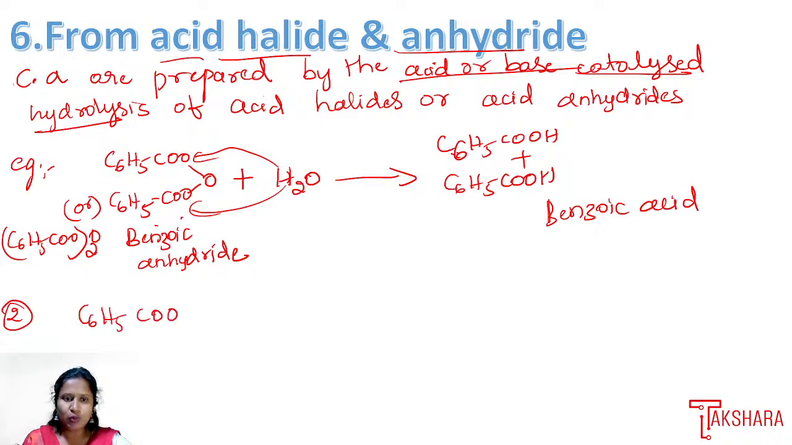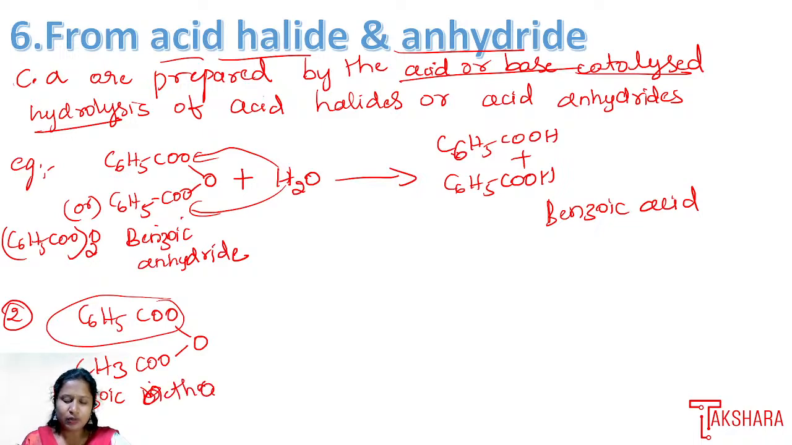So next, example number 2, we will consider C6H5COO and oxygen, okay, COO and CH3. Okay, so this is called benzoic. Up to this we call it benzoic, then ethanoic anhydride. So we call it benzoic ethanoic anhydride.